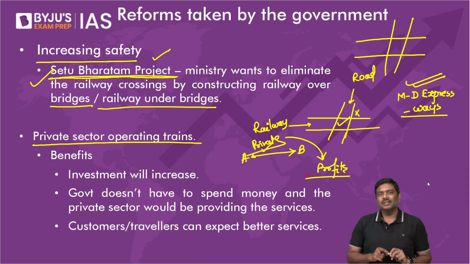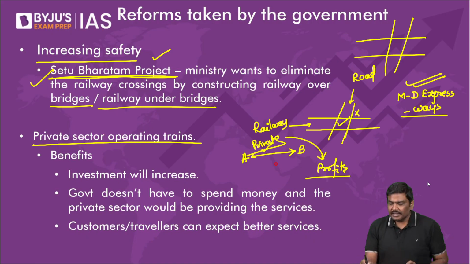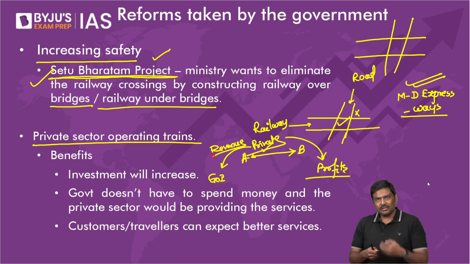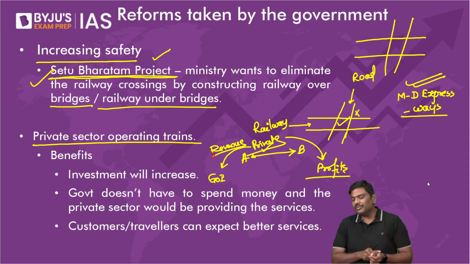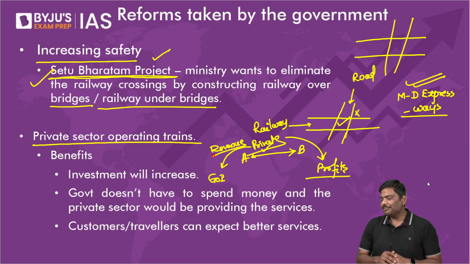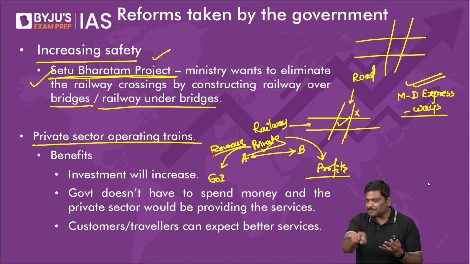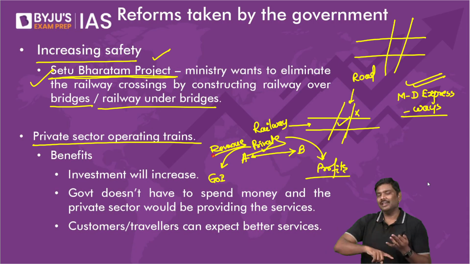Point number 3, if the private sector starts operating trains, they will pay a certain amount of money to the Government of India. All of you okay with this? It's not free of cost. The private sector will pay a certain amount of revenue to the Government of India. So look at the beauty of the system. Government, without spending even a single rupee in this project, is generating money.